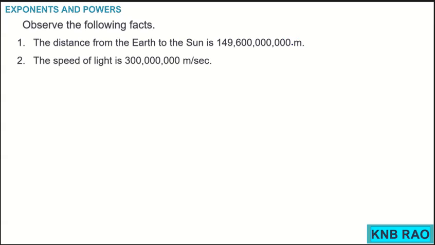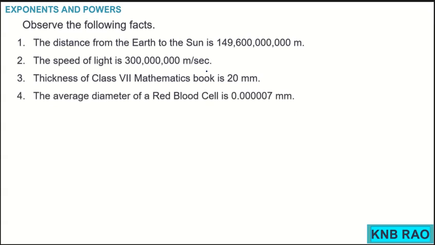Then the speed of light is 300 million meters per second. Thickness of the class 7th mathematics book, 20 millimeter. The average diameter of a red blood cell is 0.0000007, that means 0.507 millimeter.